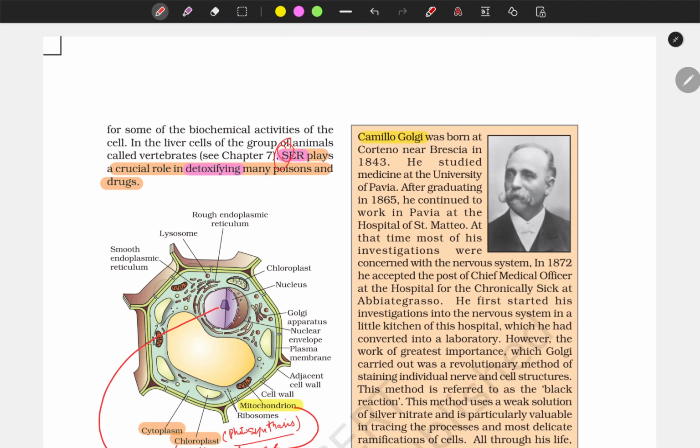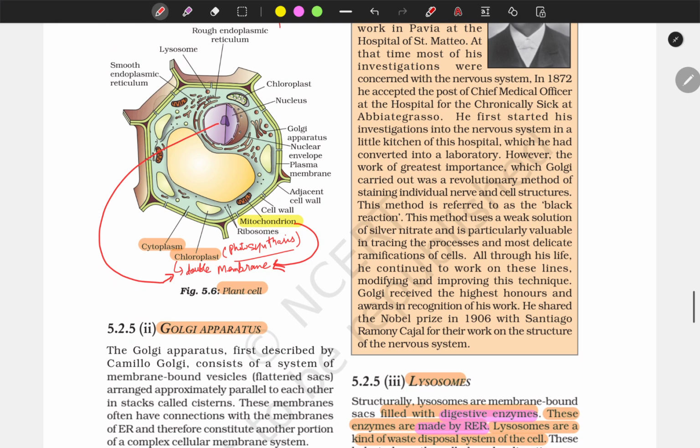SER, which is the smooth ER, plays a crucial role in detoxifying many poisons and drugs. Smooth ER also makes fat and lipids, and also has a crucial role in detoxifying many poisons and drugs.